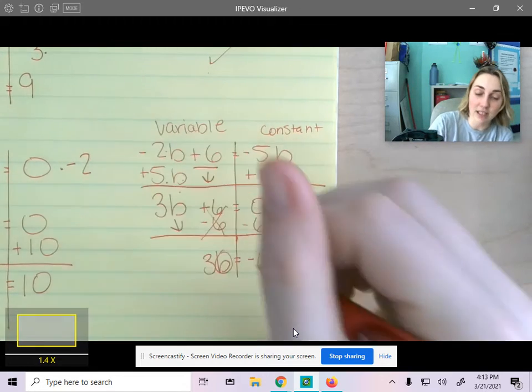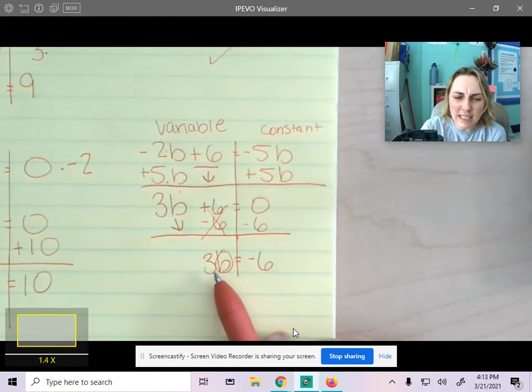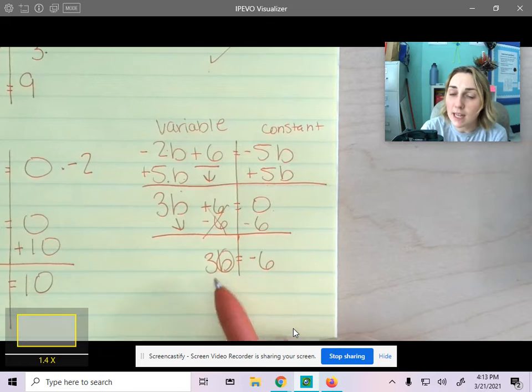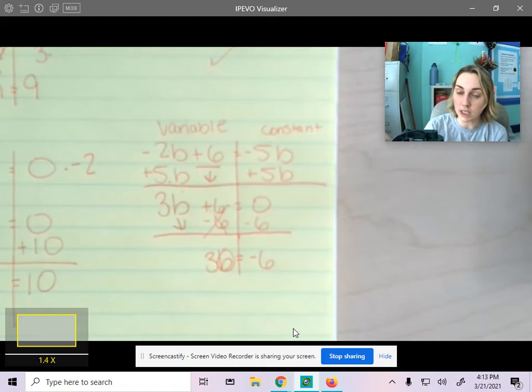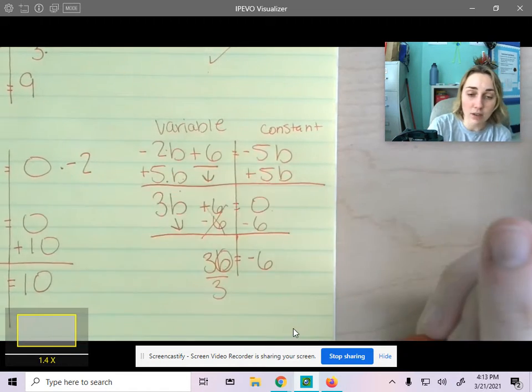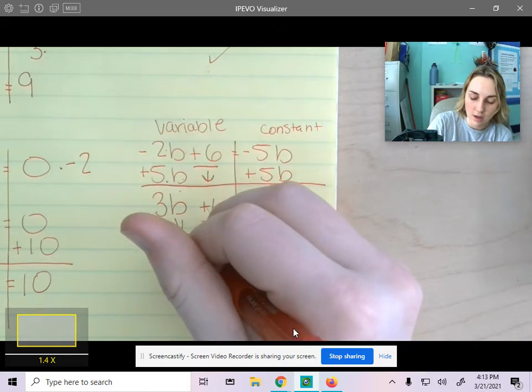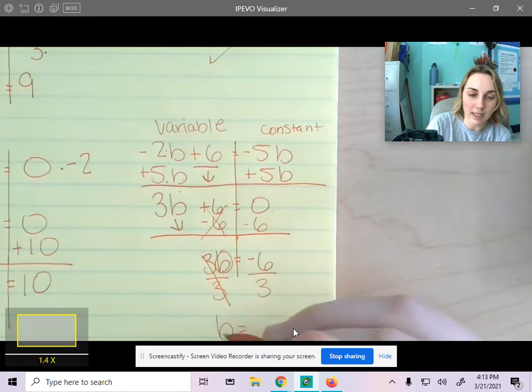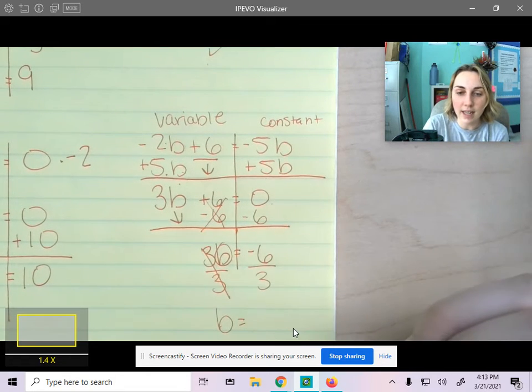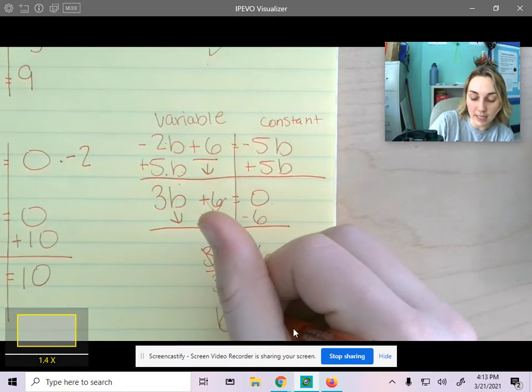And then I have my last step. I need to isolate this variable. I need to get b by itself. So in this case, 3 is getting multiplied by b. So I need to do the opposite of multiplication, which is division. If I do that on one side, I have to do the same thing on the other side as well. So these cancel out. So I'm bringing down my b. Negative 6 divided by 3, well, that's going to leave me with negative 2.